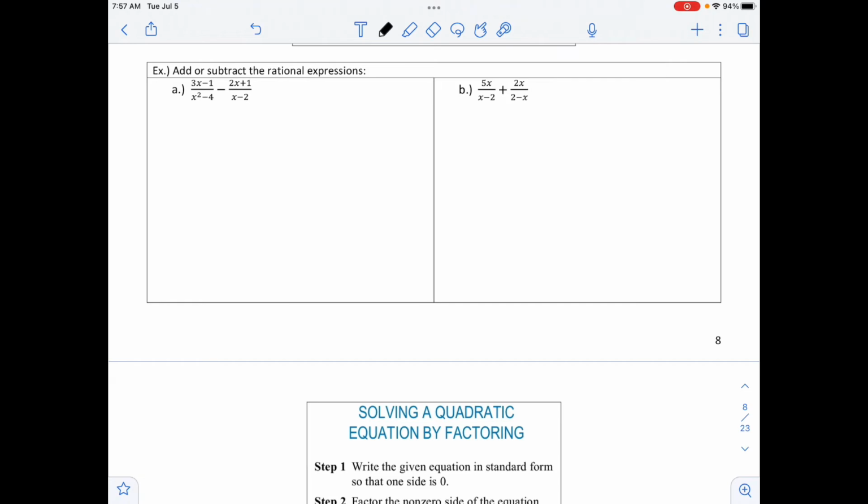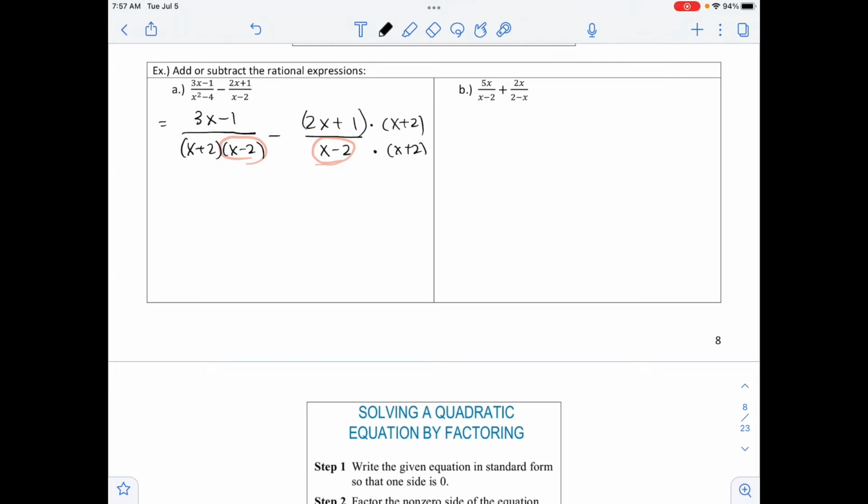If you look at the first one, you'll notice that the denominators are not the same, but I can factor this. So I have 3x minus 1 over, again, that difference of squares, so we're going to have x plus 2 and x minus 2, minus 2x plus 1 over x minus 2. Right now they both have an x minus 2 in the denominator. However, I am missing that x plus 2 in the denominator for the second term. And so I'm going to have to multiply both the top and the bottom by an x plus 2.